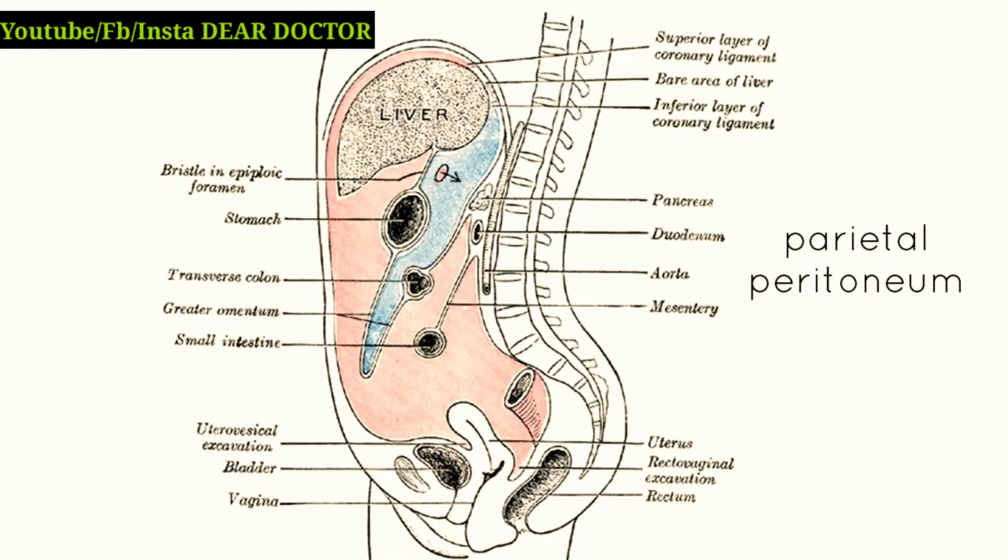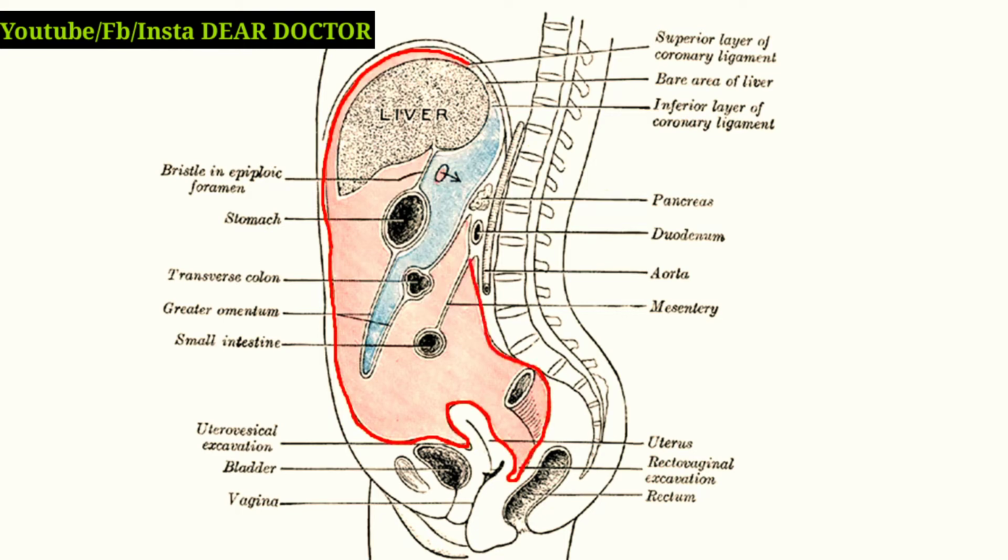And what you've got to remember is that the parietal peritoneum and the visceral peritoneum are one continuous sheet. They're not separate things. This is what confused me when I was learning about it. So the parietal peritoneum lines the abdominal cavity. So I'm going to draw this on in red. So I'm drawing on the parietal peritoneum. So we've got the parietal peritoneum in red, and you can see it lines the outside.